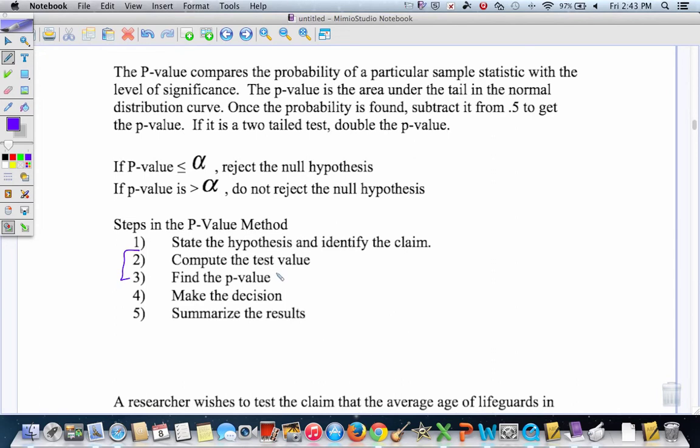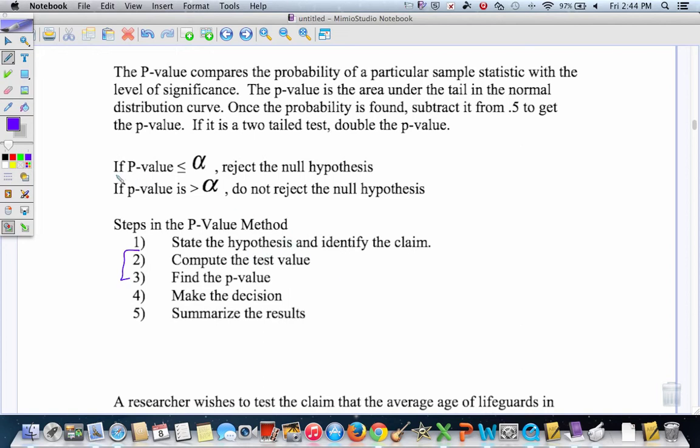We're going to flip that around and leave our critical value as an area or as an alpha. And we're going to use our test score to find the area under the curve. That area under the curve based on the test score is called a p-value. So I'll give you two choices here as we move forward in steps 2 and 3.